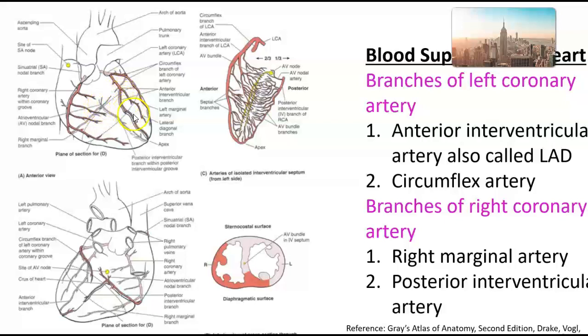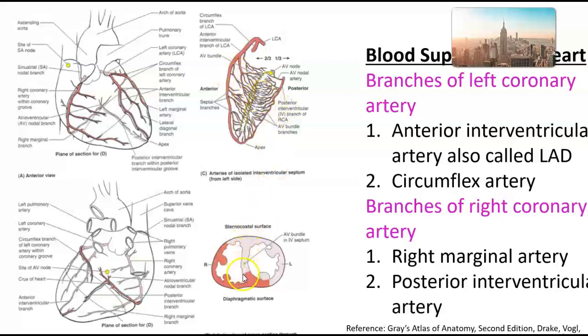So the anterior interventricular artery is a branch of the left coronary artery. The posterior interventricular artery usually is a branch of the right coronary artery. The right marginal artery is always a branch of the right coronary artery. If you look at the SA node, the conducting system of the heart, it usually gets blood supply from the right coronary artery. The AV node also gets blood supply from the right coronary artery via the posterior interventricular artery. The AV bundles are supplied by both the left coronary artery branch, like the LAD, and the posterior interventricular artery.